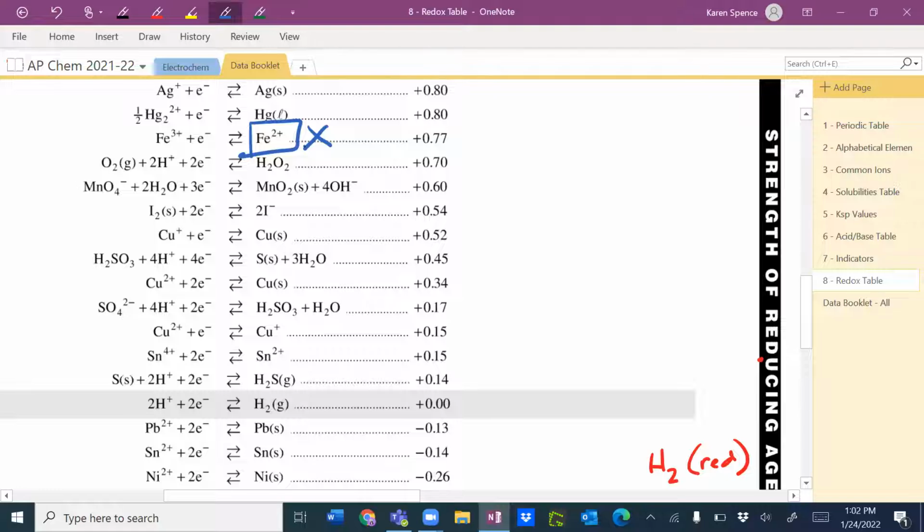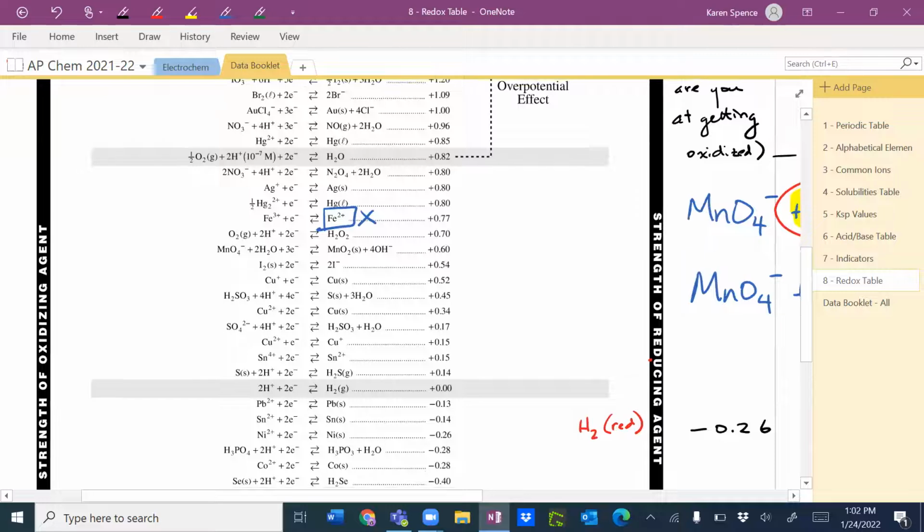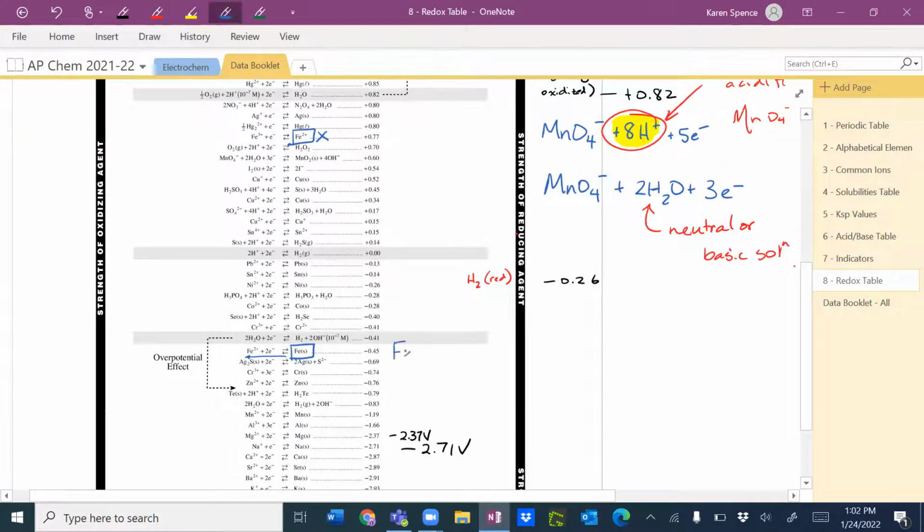Okay, so I want something that will react with iron, which is down here, but not with Fe2+, because I want iron to go to Fe2+, but I don't want it to turn into Fe3+. So I want something in this section here, because these will be spontaneous with the iron going to Fe2+, but they will not be spontaneous with Fe2+ going to Fe3+.